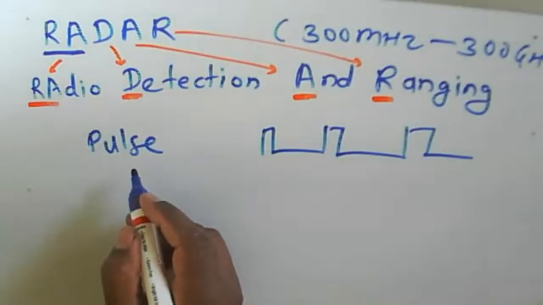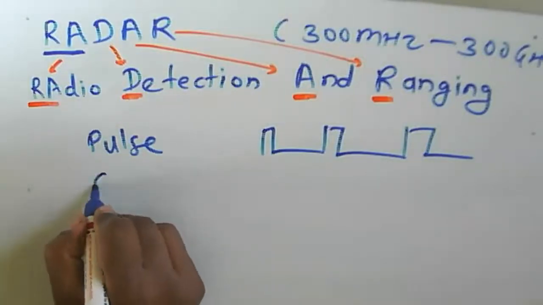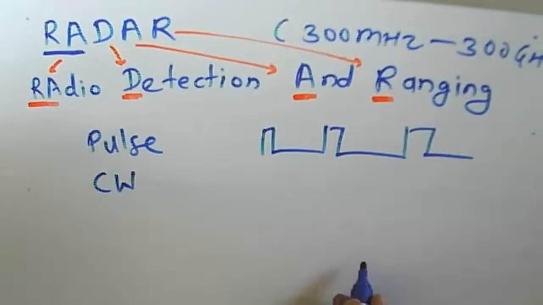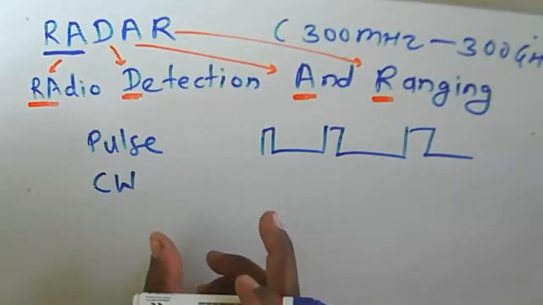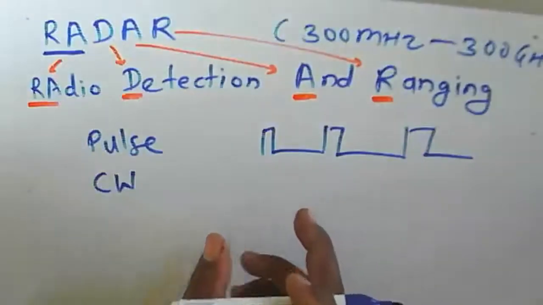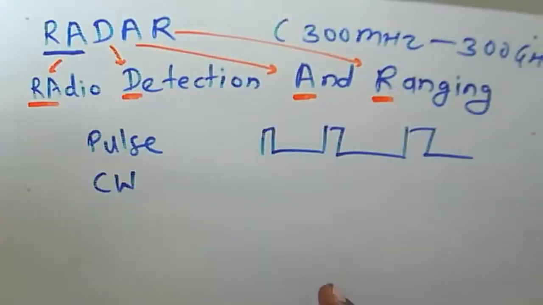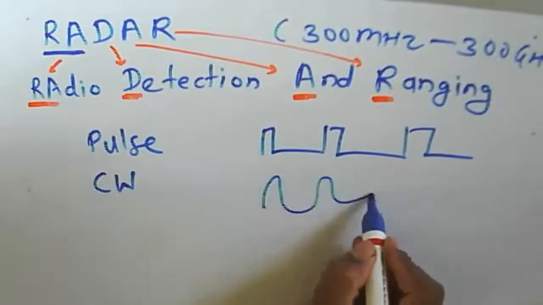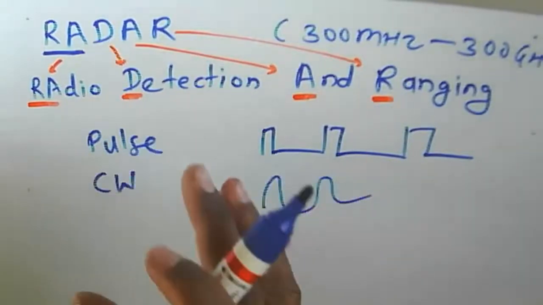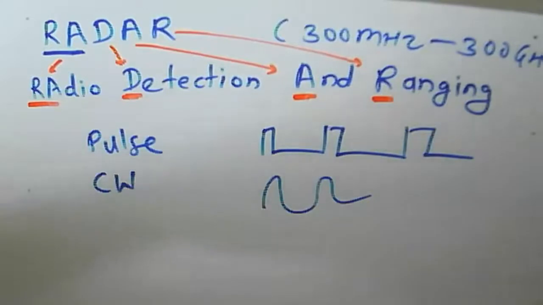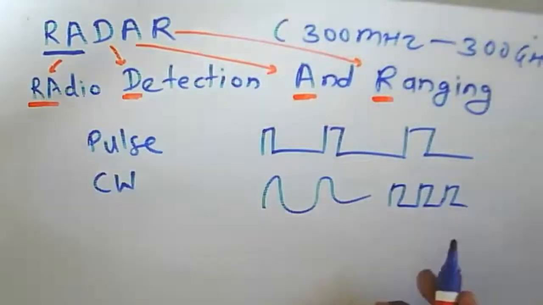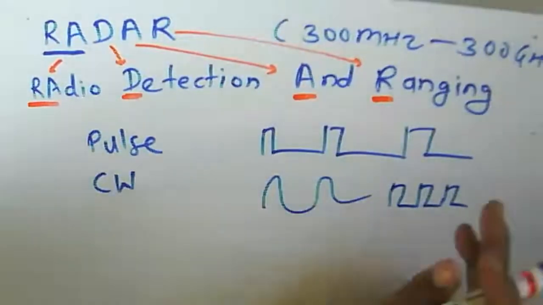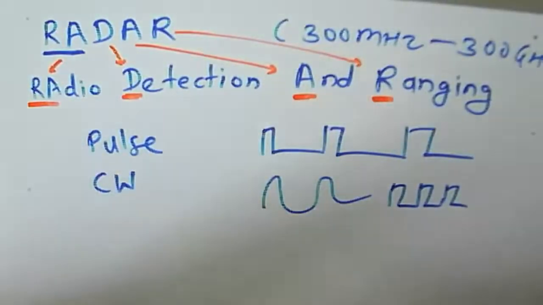And another is the continuous wave, in which the radar transmits a continuous signal. So we know how a continuous signal is transmitted, whether it is in the form of a square wave or whichever wave format. Generally, we can say it is a continuous one.